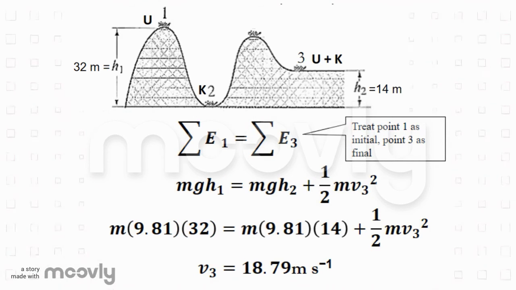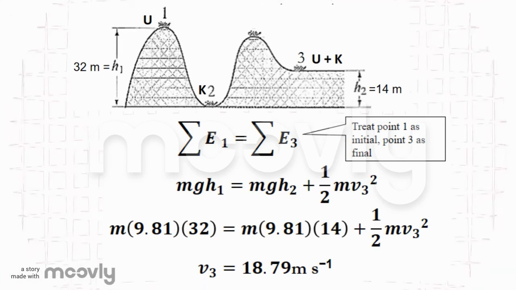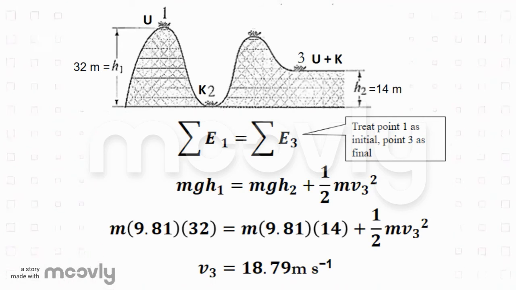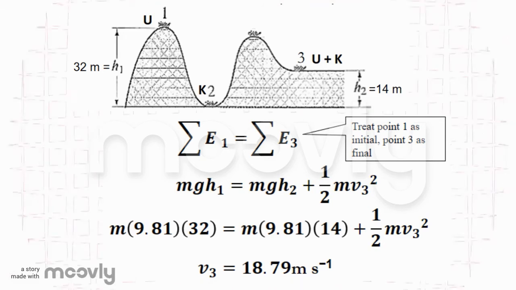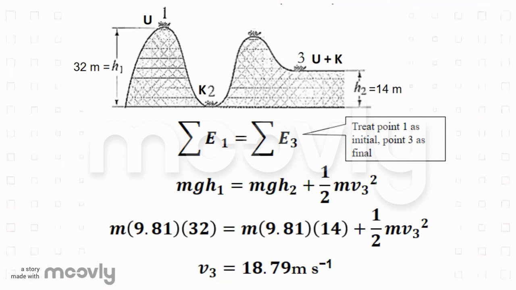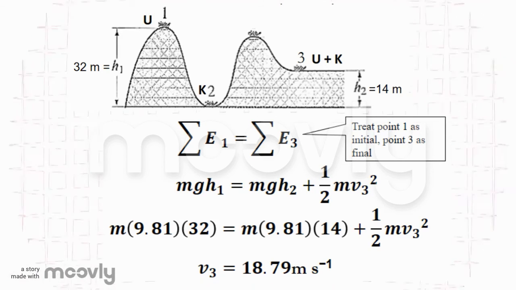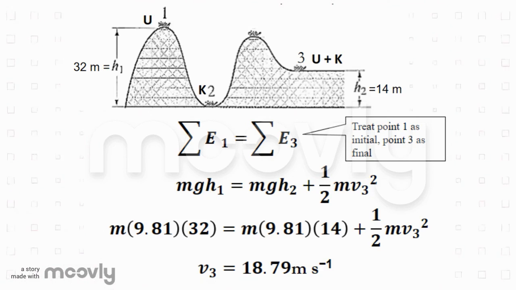And for point 3, you can use point 1 or point 2 as the initial position. So let's use point 1, which is mgh. At point 3 it is mgh plus half mv squared. So substitute all the values. g is 9.81, height 1 is 32, and height 2 is 14. You can cancel out the mass on both sides, and that gives you V3 is 18.79 meters per second.